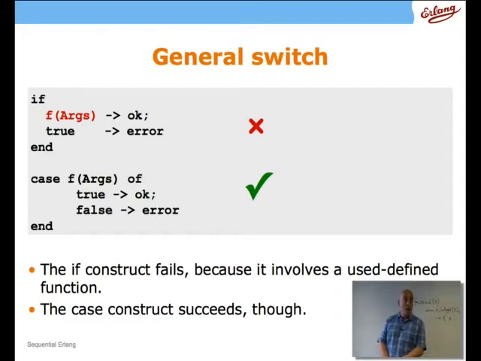We can't do that because it's a user-defined function, but what we can do instead is do a case switch on the result of that expression. So the second code example is the way we do it. You apply f to args and then match on the result. If the result is true, we return OK. If it's false, we return error. So you can see there's an easy way to transform what we'd like to write into what we can. So the general case switch will always be possible.